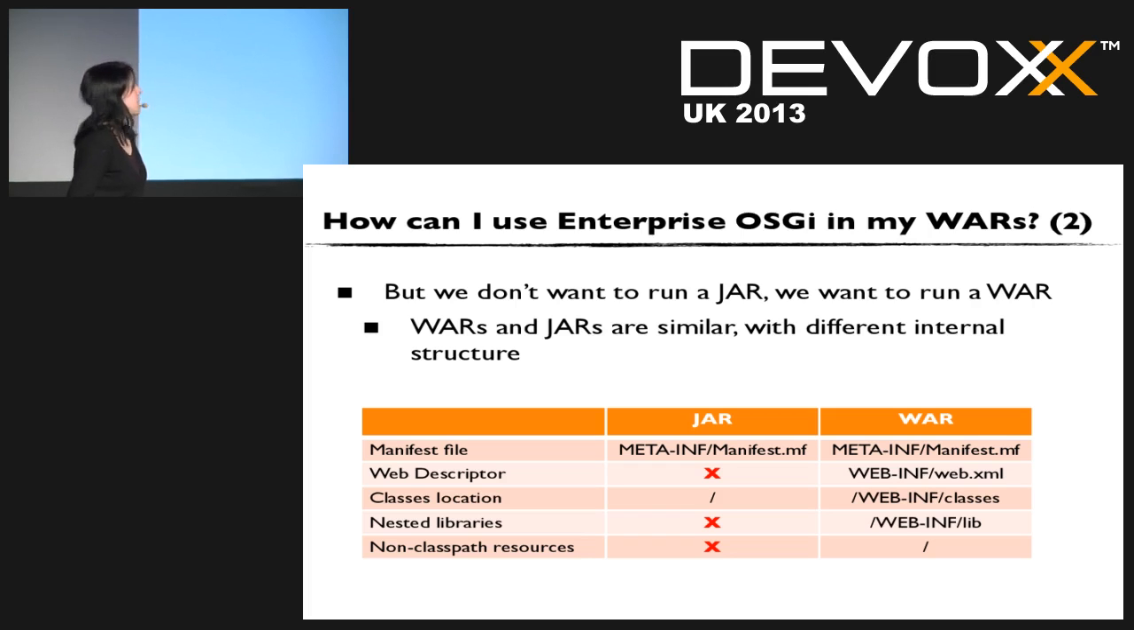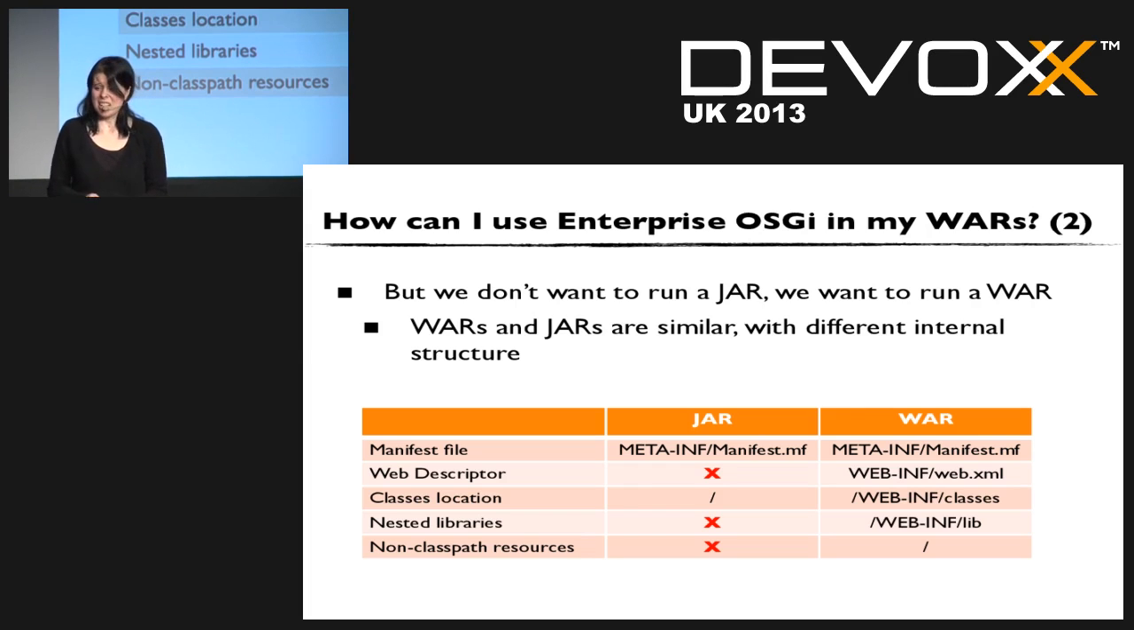So this is great if you wanted a jar. But of course, I've promised you a WAR, and I've promised you a web application. So the good news is that WARs and JARs are actually pretty similar. A WAR has a different internal class path, so it's got WEB-INF/lib and WEB-INF/classes.